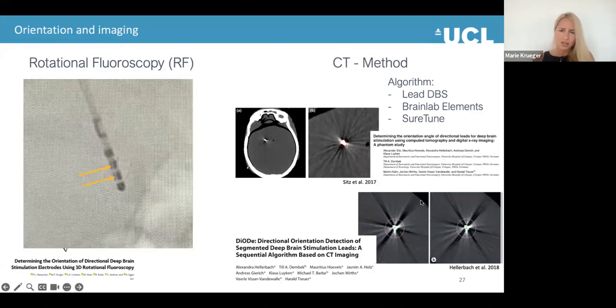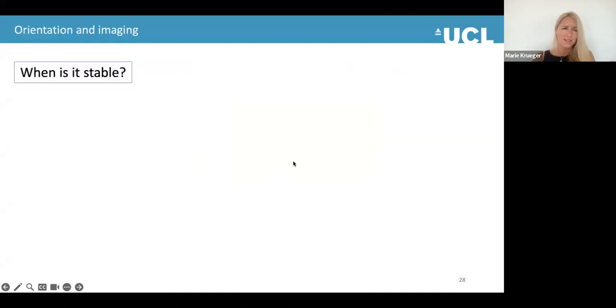The disadvantage is that for at least some of the versions, you still have to tell the program whether the lead is oriented with an anterior or a posterior orientation. And from my own experience as a surgeon, I know that sometimes we don't get it right, although we think we do. And then the other disadvantage is there's no way of controlling this, or you just have to trust the CT blindly. Whereas with the rotational fluoroscopy, you can actually see it with your own eyes.